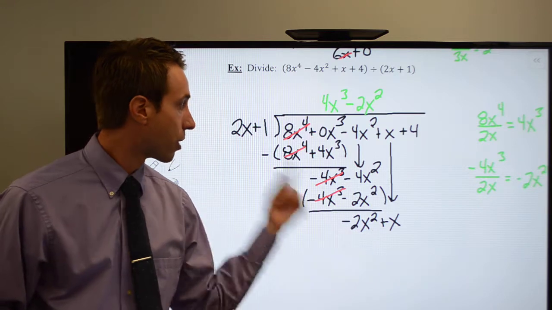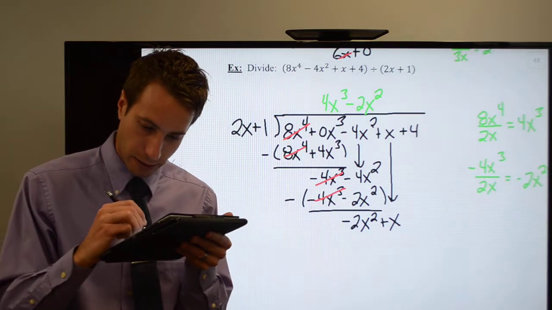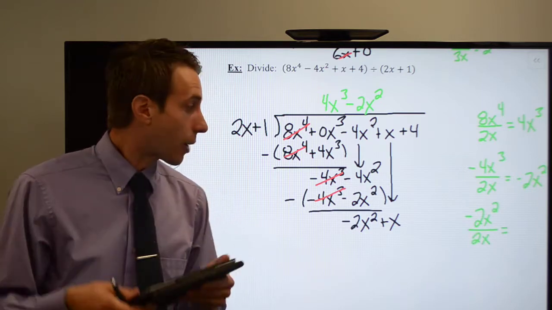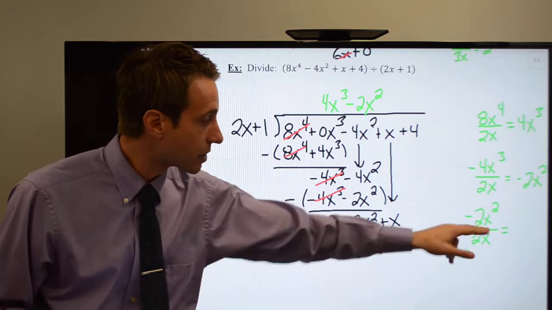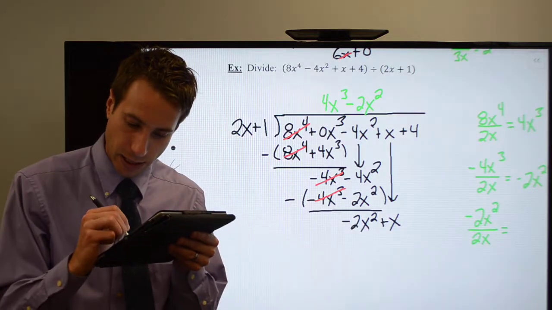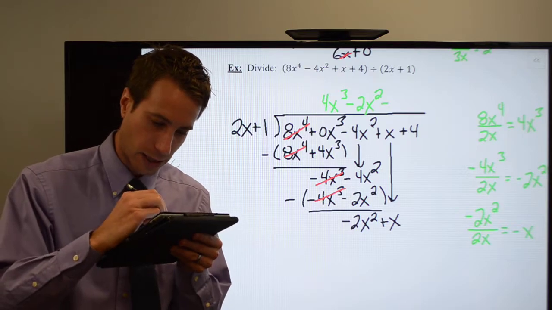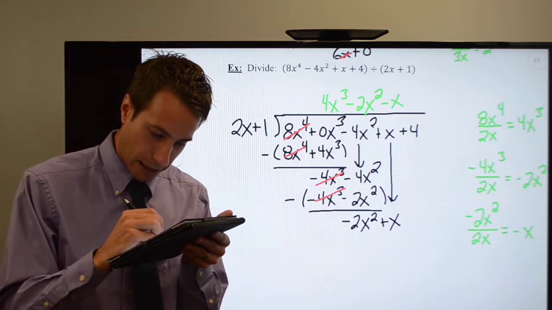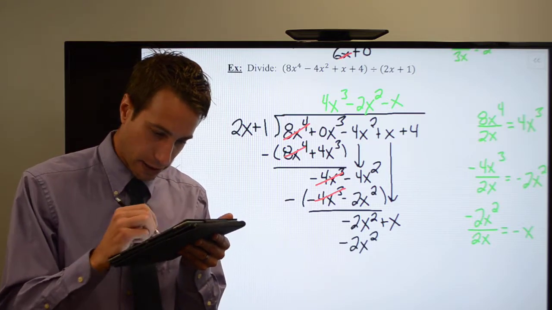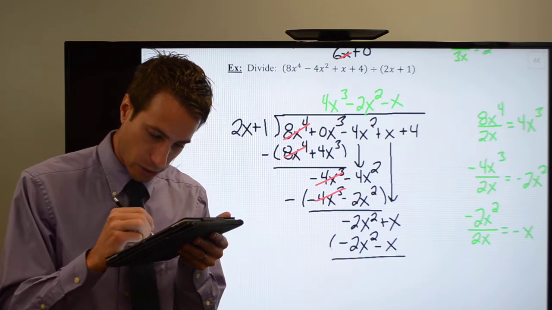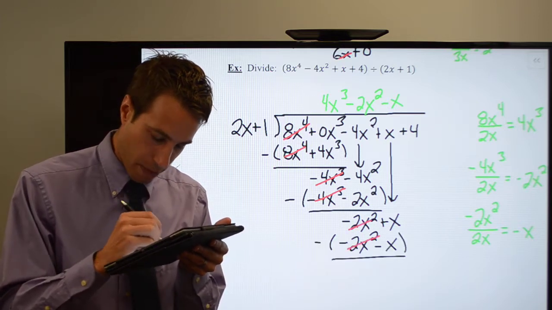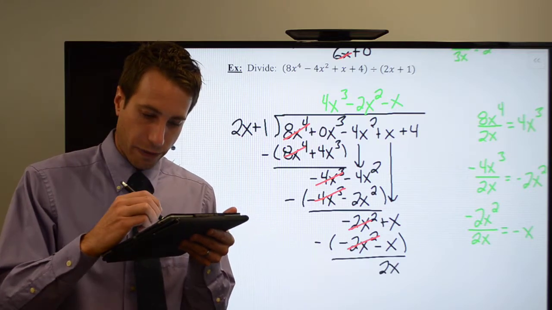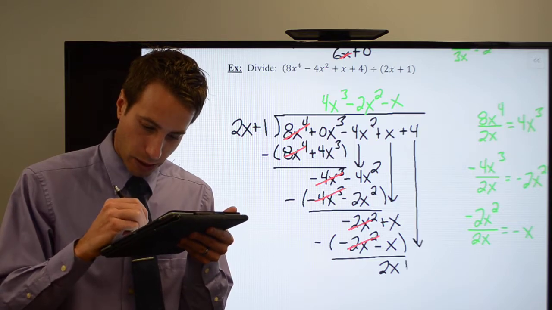Now that I brought down, start the process all over again. Leading coefficient of my reduced polynomial divided by my divisor. Okay, the 2's cancel, which leaves me with just the negative sign, and the x's cancel, leaving me with just a negative x. So that's not too terrible. Okay, negative x times, so that's going to give me my negative 2x squared. That's going to leave me with a negative x. We subtract. Those drop out. Negative times a negative makes it a positive, so I wind up with a 2x. We finally made it. These problems are long.